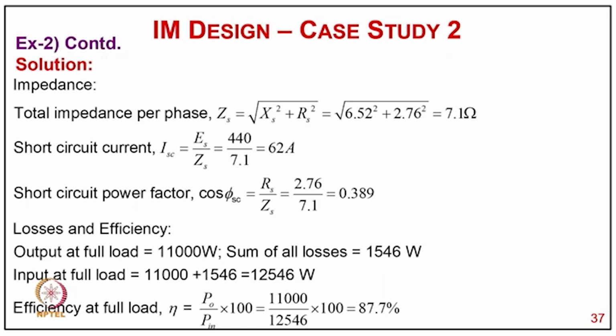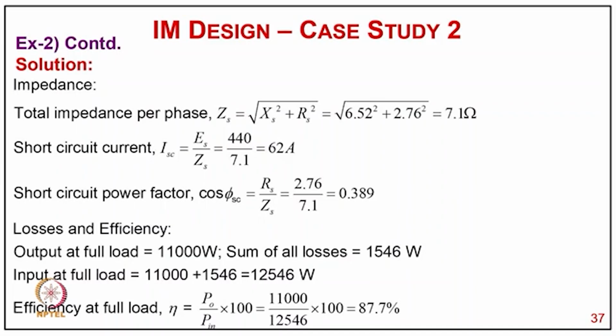Now the total impedance per phase ZS equal to under root X square plus R square, that comes to 6.52 square plus 2.76 square, 7.1 ohm. And now the blocked rotor current is IS equal to ES upon ZS, that is 440 upon 7.1 ampere. And the blocked rotor power factor cos phi S equal to RS upon ZS, that's putting a value 2.76 divided by 7.1, 0.389.